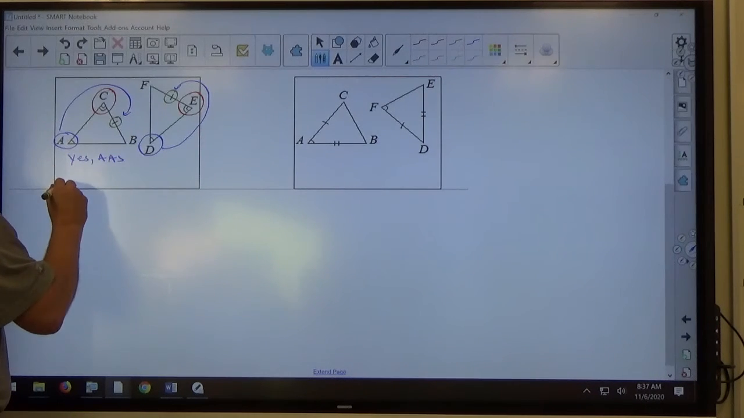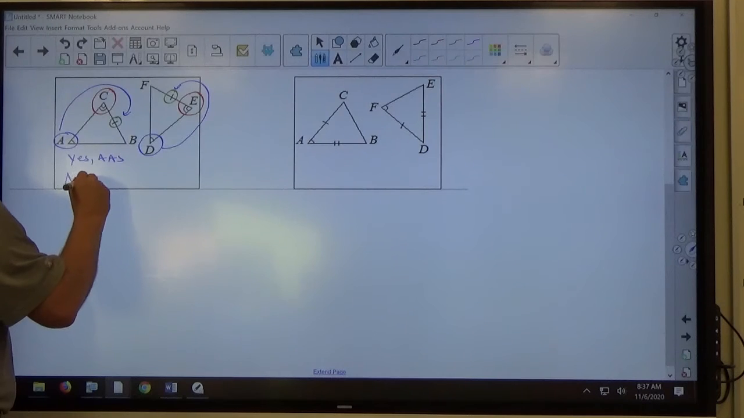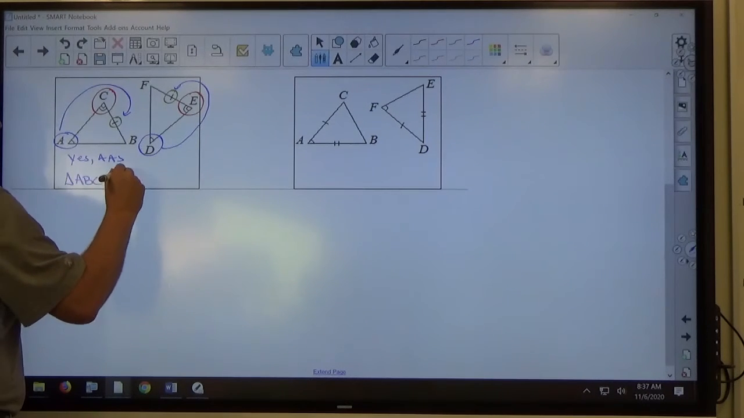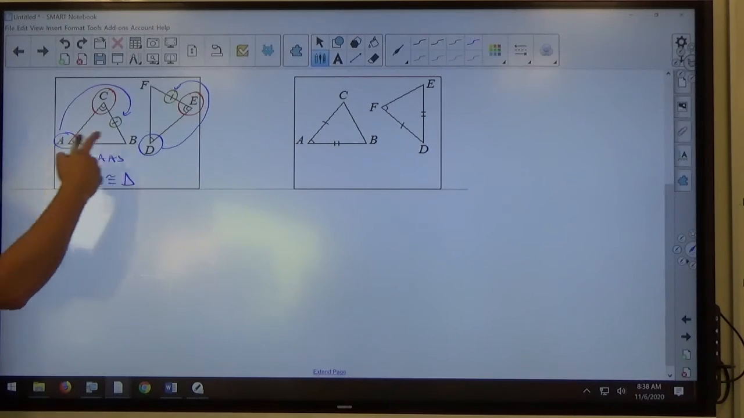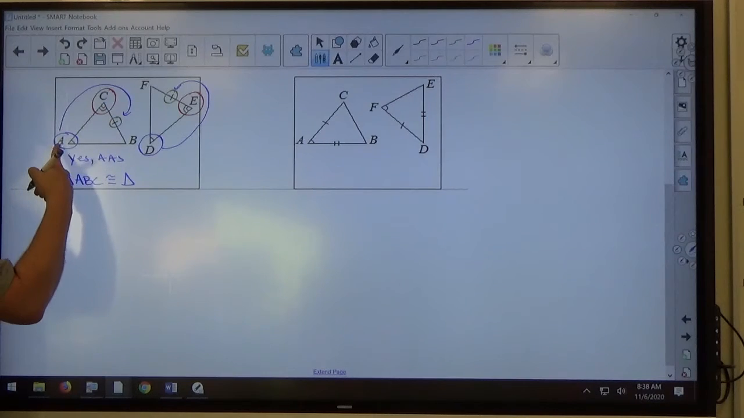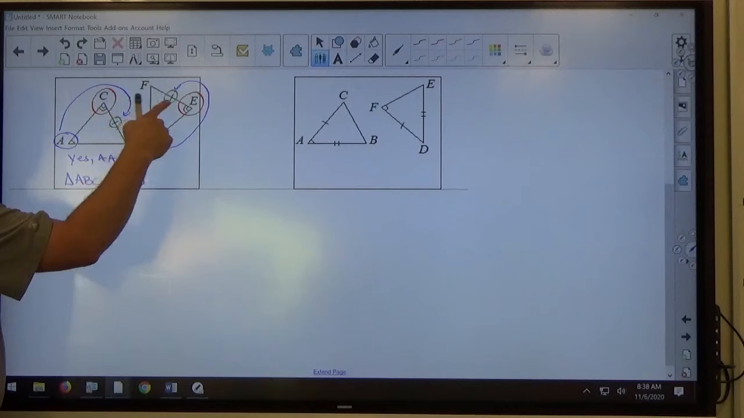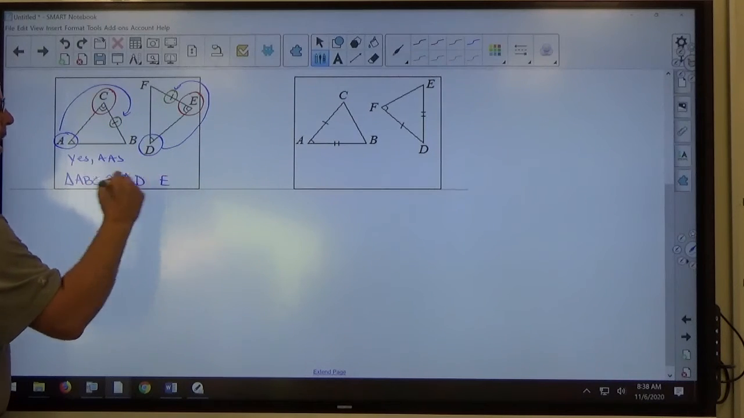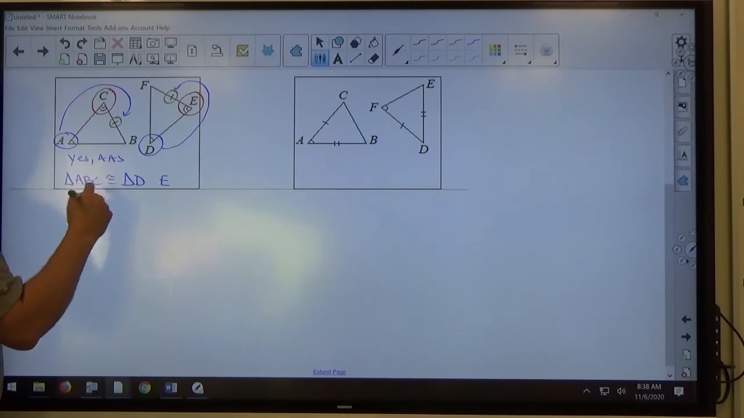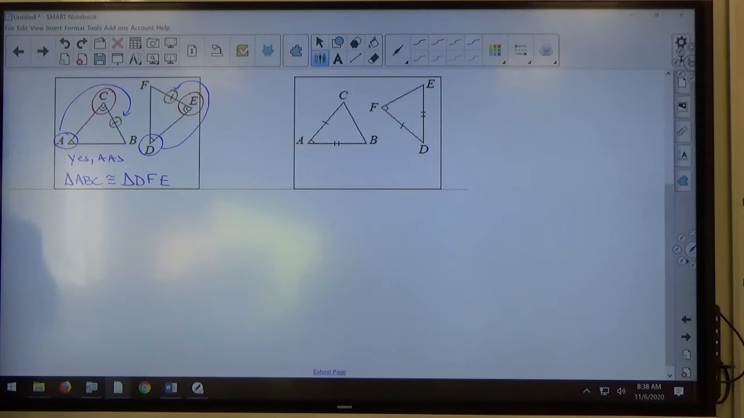Our triangle congruent statement: triangle ABC is congruent to triangle something. And again, a couple angles here, so it's easy. Angle A matches angle D, A is in front, D is in front. C matches E, so E goes in the back. F and B should match, so B and F in the middle. So there's our correct congruent statement.